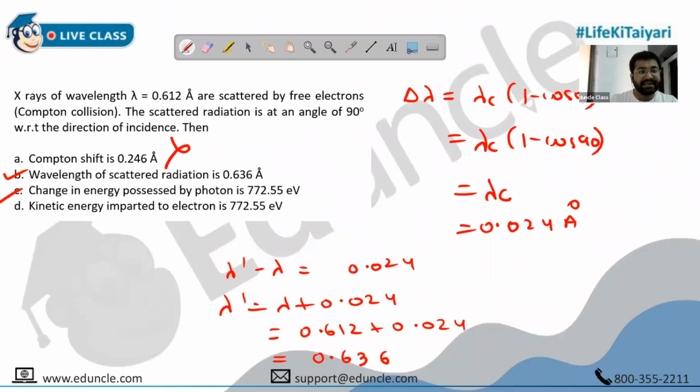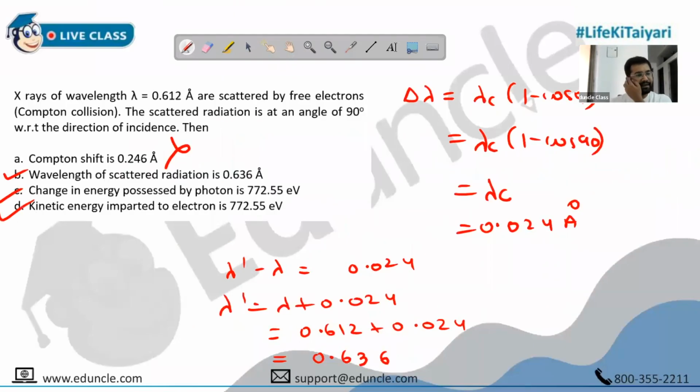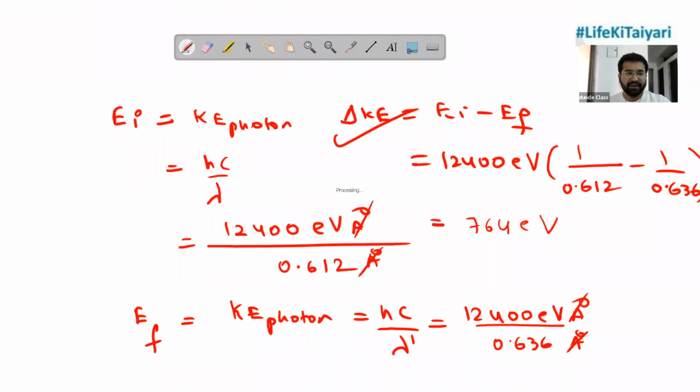The next is the kinetic energy imparted to the electron. What is the kinetic energy imparted to the electron? That would be the loss in kinetic energy of the photon. Obviously the same answer. Whatever is the loss of kinetic energy of the photon, the same is the kinetic energy imparted to the electron. So same answer, option D. Great, the answer is BCD.